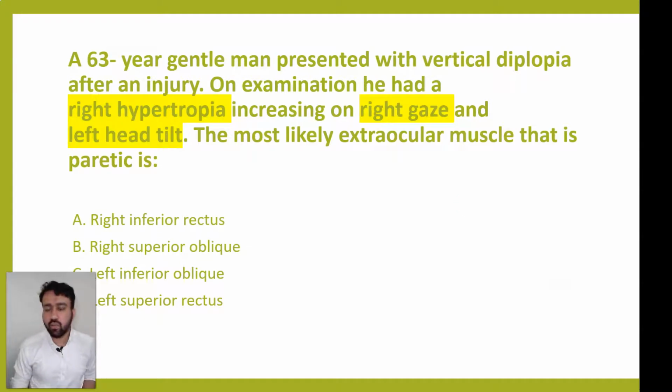A typical question on this topic that is asked in the exams is they'll give you a history of vertical diplopia. Then they will say that on examination there is either right hypertropia or left hypertropia, and the hypertropia or the diplopia increases either on right gaze or left gaze, or alternatively they can say increases on right head turn or left head turn. So that's the second step, and then they will say that the hypertropia or the diplopia increases on right head tilt or left head tilt. So those 3 steps, and you'll be able to identify the correct muscle.